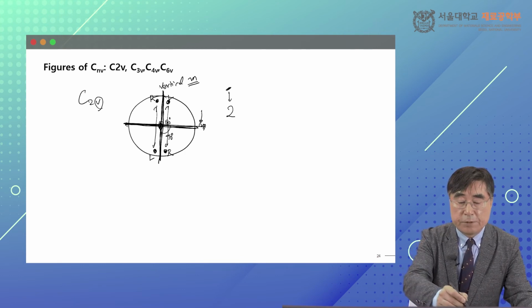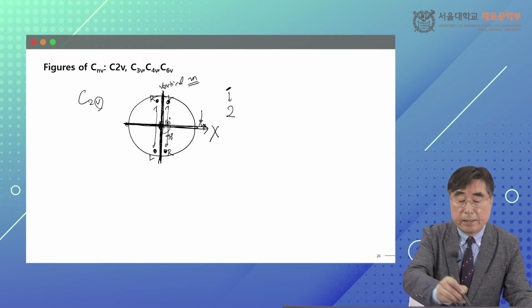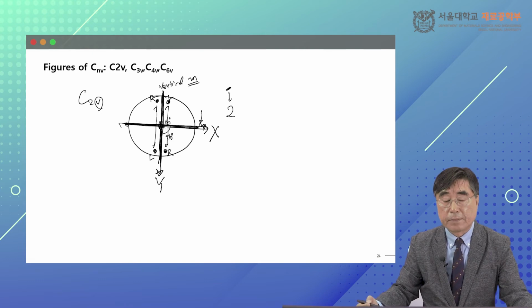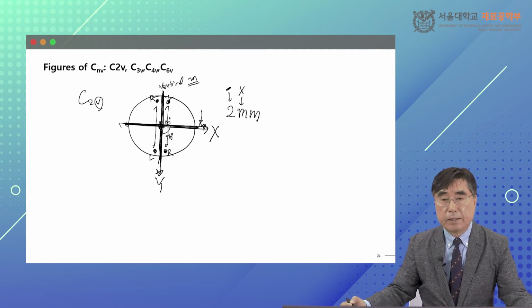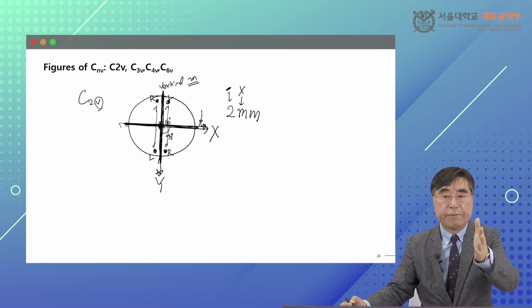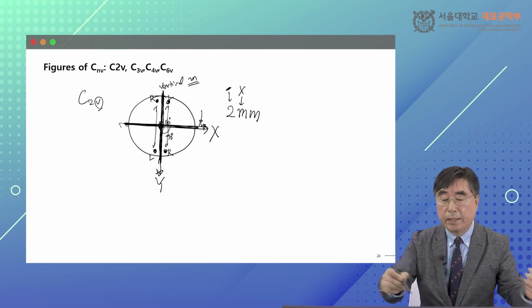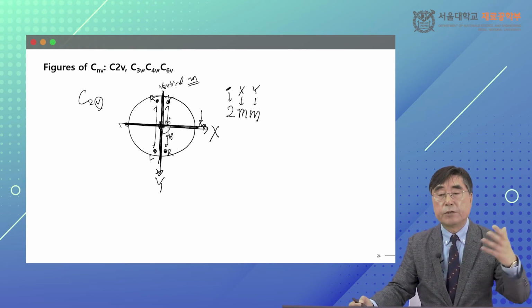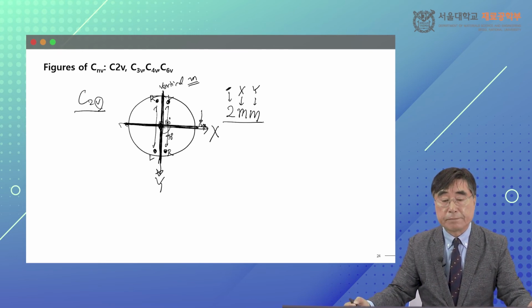Now we have to define this mirror plane. This mirror plane should be defined by this axis. The x-axis has a mirror plane, and this mirror plane can be defined by this axis. So this is the y-axis. This is 2mm, meaning that the x direction has a mirror plane. The mirror plane is always defined by the vertical lines to the mirror plane. So the x-axis has a mirror plane and the y-axis has a mirror plane. So the international symbol of C2V should be written as 2mm.